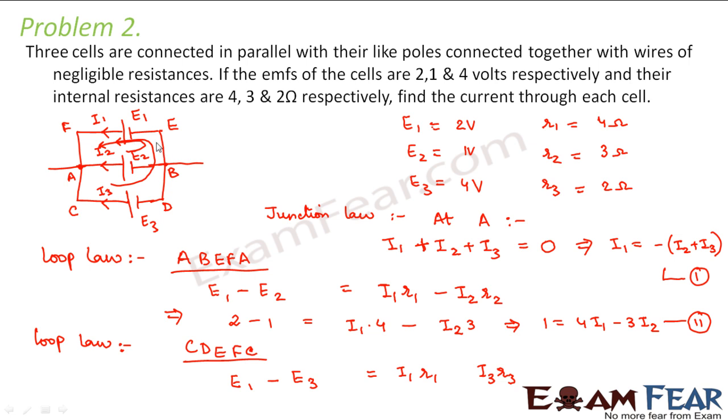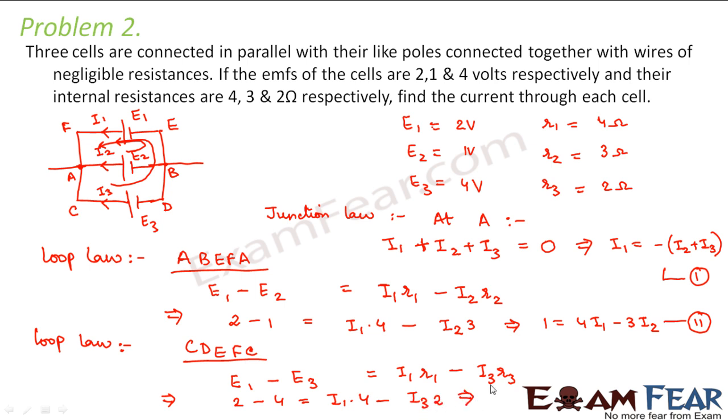I1 R1, this is my assumed direction. I1 also flows in the same direction, so it is plus. I3 R3, this is my assumed direction and I3 flows in the opposite direction, so this will be minus. So now you put the values here. So E1 is 2 minus E3 is 4. This is equal to I1 into R1, that is 4, minus I3 into R3, that is 2.